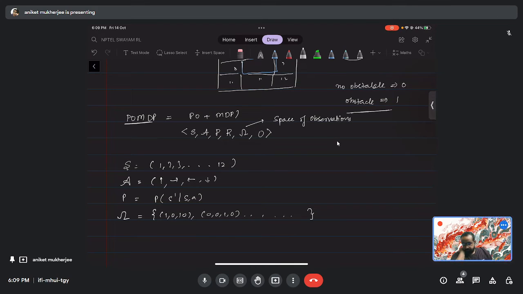Okay, so the observation function is a function which takes states, actions, and the observations and gives you a probability. So it tells you, given your actions, sometimes they are, sometimes they are not.